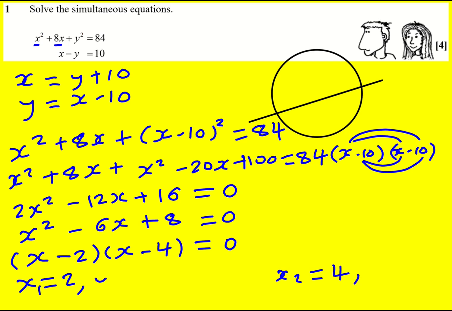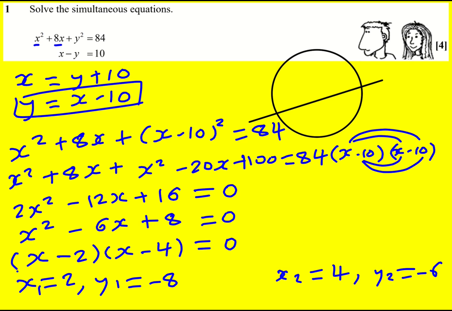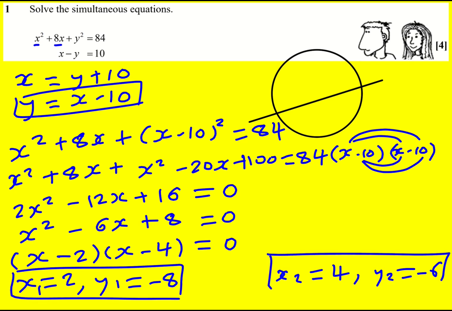Right, now I can just substitute back in to get y. So y1, if I substitute 2 in, let's substitute it into this one here. So it's going to be 2 minus 10, it's minus 8. And then x2 equals 4, it's going to be 4 minus 10, it's going to be minus 6. Whoops, I forgot to write y2 is minus 6. And then I'll just make those solutions clear, and we're sorted.